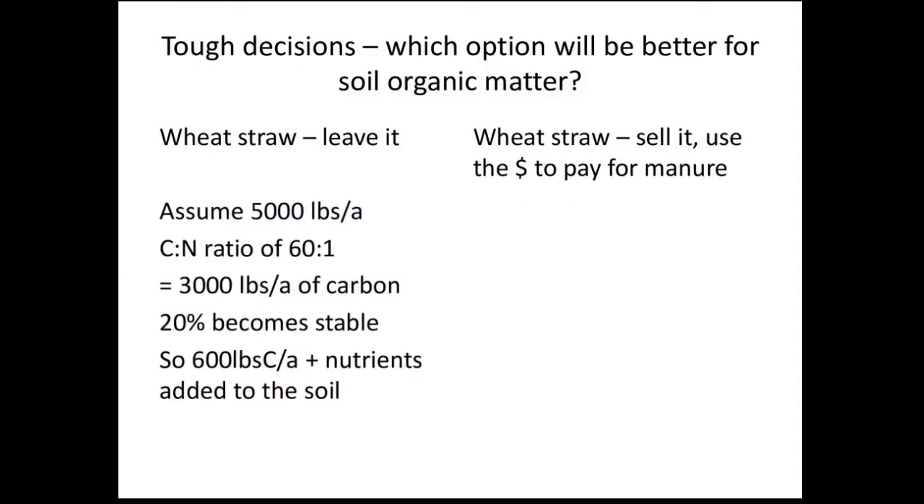So we went through the math. If we had wheat straw and we just leave it, for the sake of ease of math, I said, how about 5,000 pounds of wheat straw off per acre? That's pretty heavy, and if we assume that wheat straw's got about a carbon-to-N ratio of approximately 60:1, that's about 3,000 pounds of carbon. And if 20% of that becomes stable, and that's based on Dr. Baroni's work, roughly 600 pounds of carbon, plus the nutrients that are in the straw, is being returned to the soil.